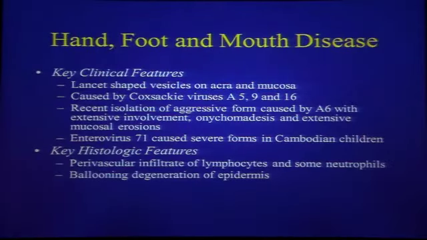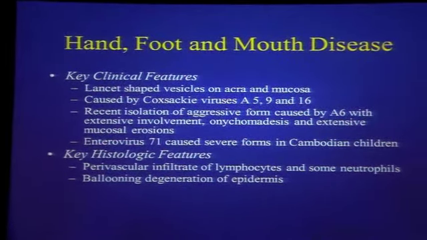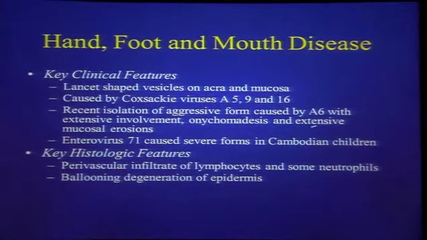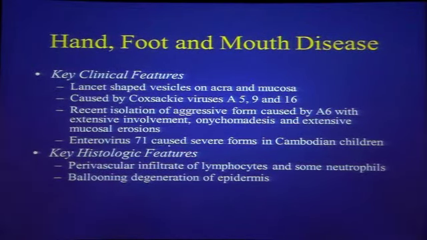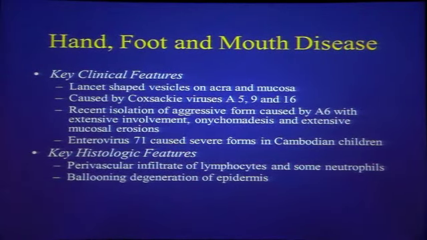So ballooning degeneration, and most of these, when you think of ballooning, you should think of viral vesicular dermatitis. So we talked about the ORF case we saw a minute ago. Hand, foot, and mouth disease is another disease that's caused by viruses. It's caused by these Coxsackie viruses. And there's actually been a relatively recent isolation of an aggressive form caused by type A6, where they get extensive involvement in onychomadesis, mucosal erosions, and this one caused by enterovirus that actually was seen in Cambodian children, actually fatal in a number of cases. So important to remember that.